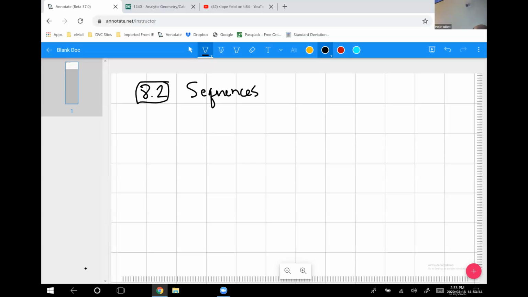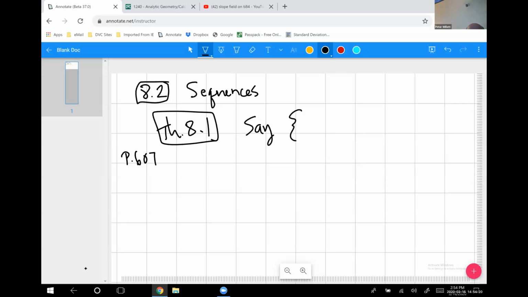So 8.2 begins with Theorem 8.1. And this is on page 607. So it's an idea theory, and it talks about trying to evaluate the limit of a sequence. So say I'm going to just write it more loosely with my own language than trying to copy exactly what they have in the book, but it'll be pretty close. Say we have a sequence of a sub n's. And we have a function f of x.